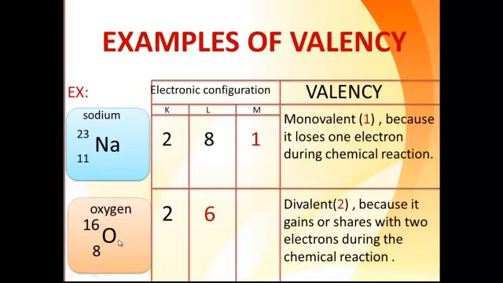Second example, oxygen atom. The atomic number of oxygen is 8, so the electronic configuration of oxygen is 2, 6. The oxygen atom tends to gain or share 2 electrons during the chemical reaction to complete the outermost energy level with 8 electrons. So we can say the valency of oxygen is divalent. Divalent means the oxygen atom loses or shares or gains 2 electrons during the chemical reaction.